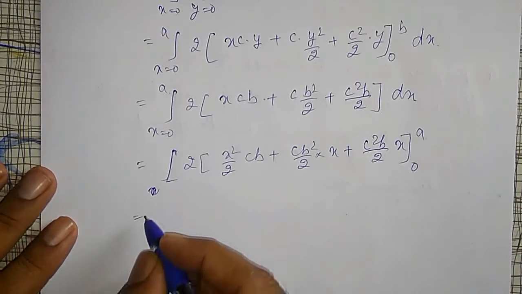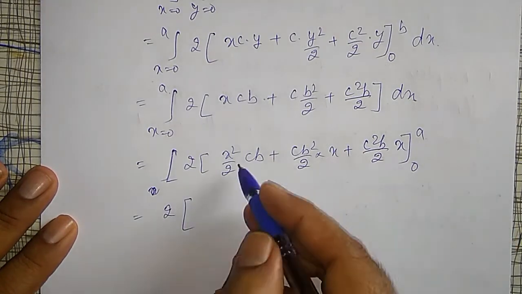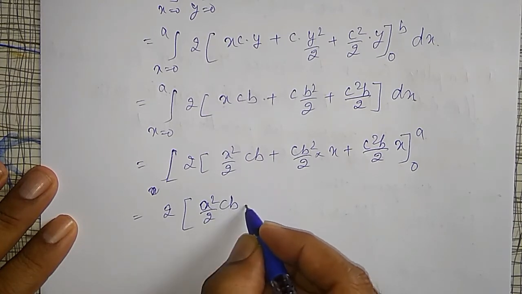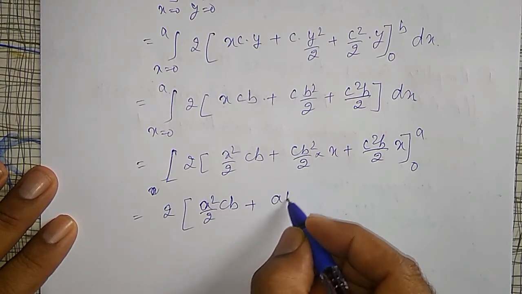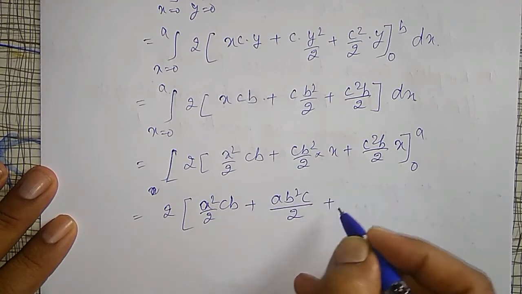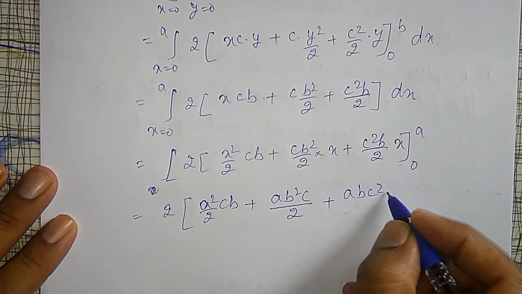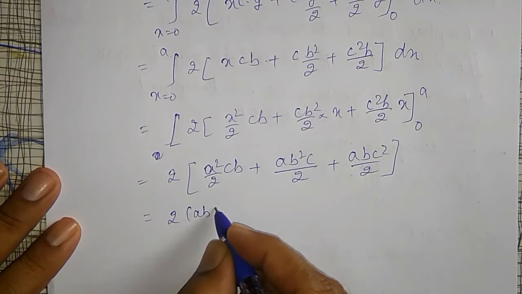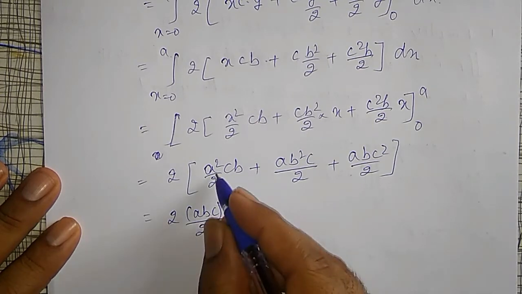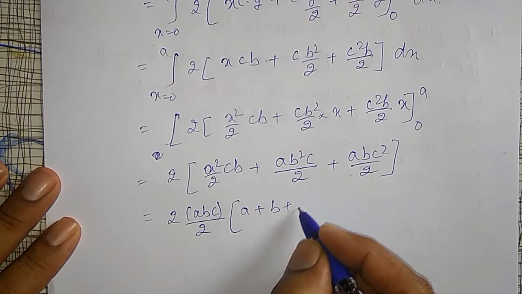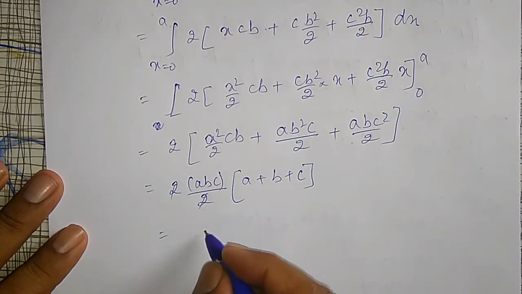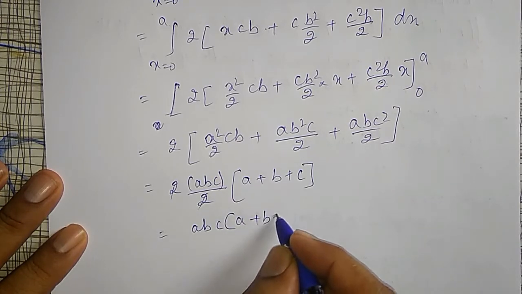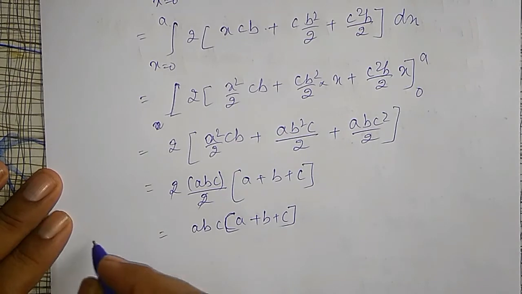Again upper limit minus lower limit: 2 into bracket, upper limit will become a square by 2 into cb, plus a b square c divided by 2, plus here also a b c square divided by 2. Taking 2 common, as well as a b c divided by 2, I will take common, then will remain with a here, b here, c here. 2 cancels, which is equal to a b c into bracket a plus b plus c, is the required answer.